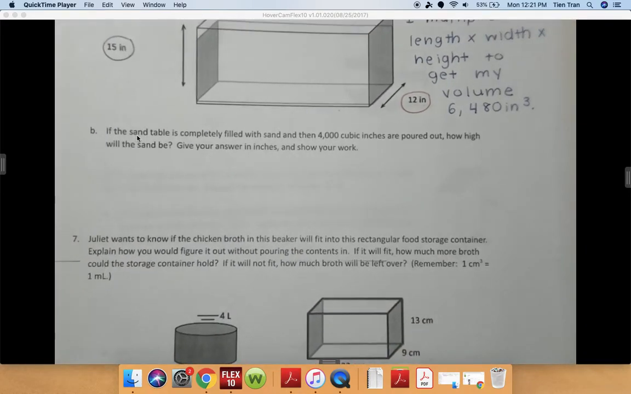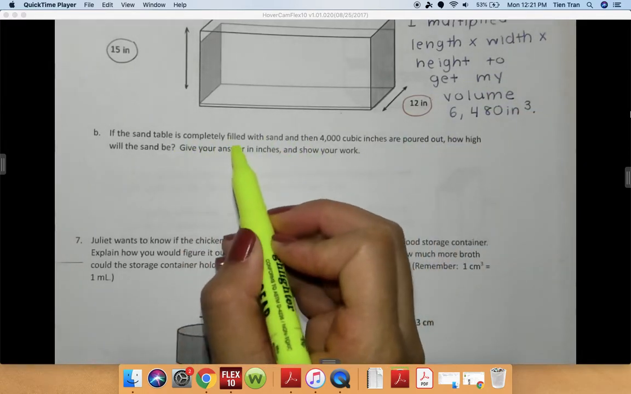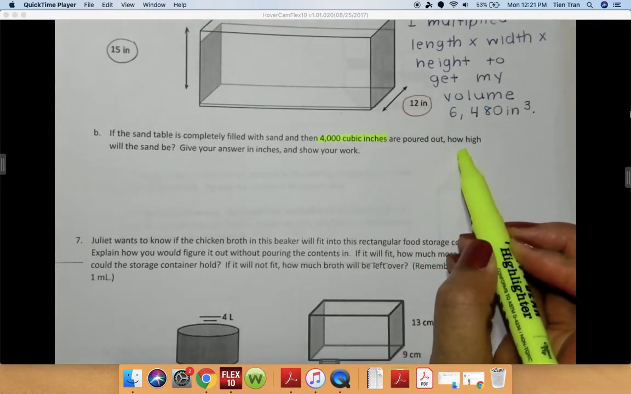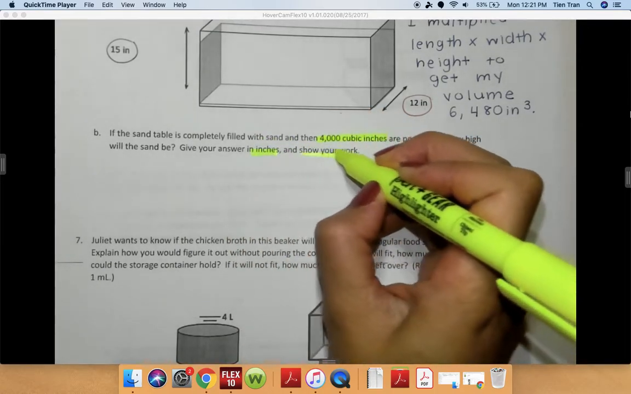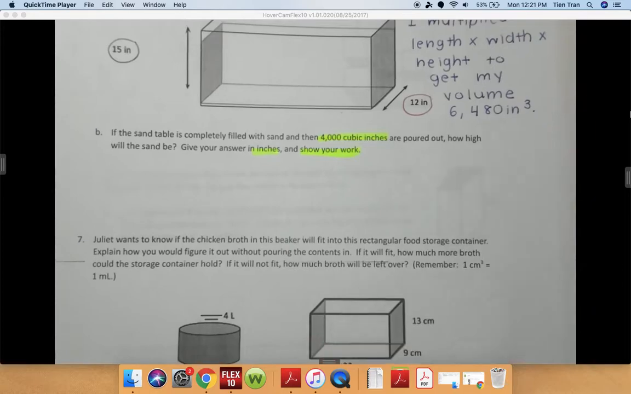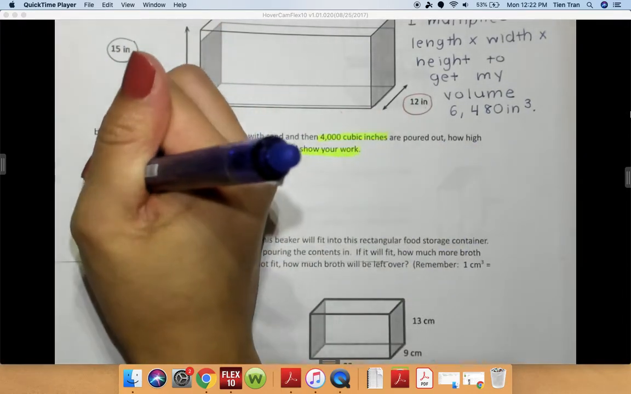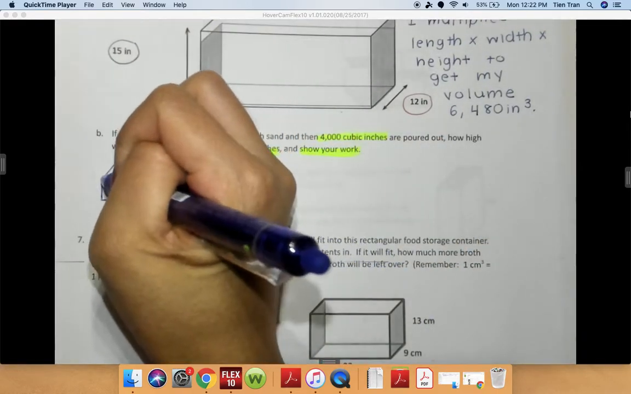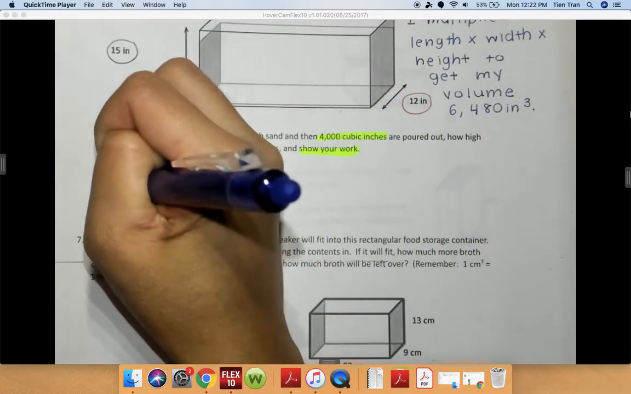Now, problem B. Problem B states if the sand table is completely filled with sand and then 4,000 cubic inches are poured out, how high will the sand be? Give your answer in inches and show your work. So I'm going to write this in inches and I am going to show my work. I'm going to draw the image just so you guys can see what they are asking you to solve. Okay, so it looks like this. And then there is water filled in.